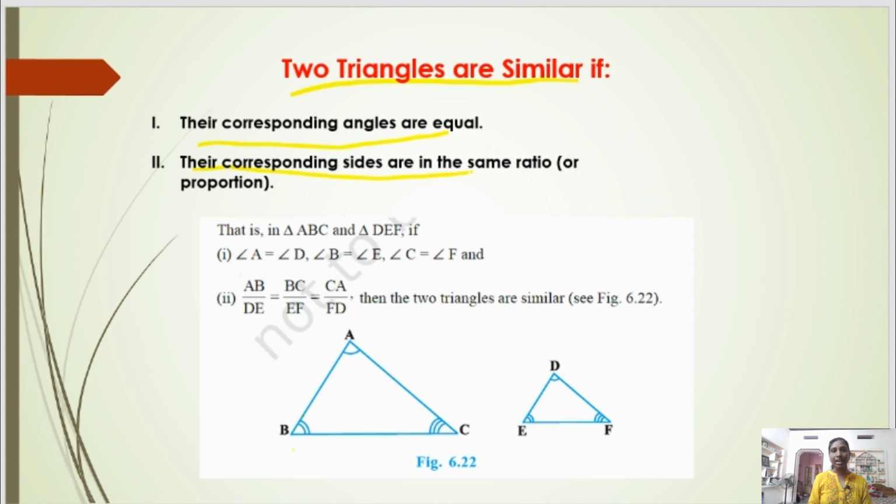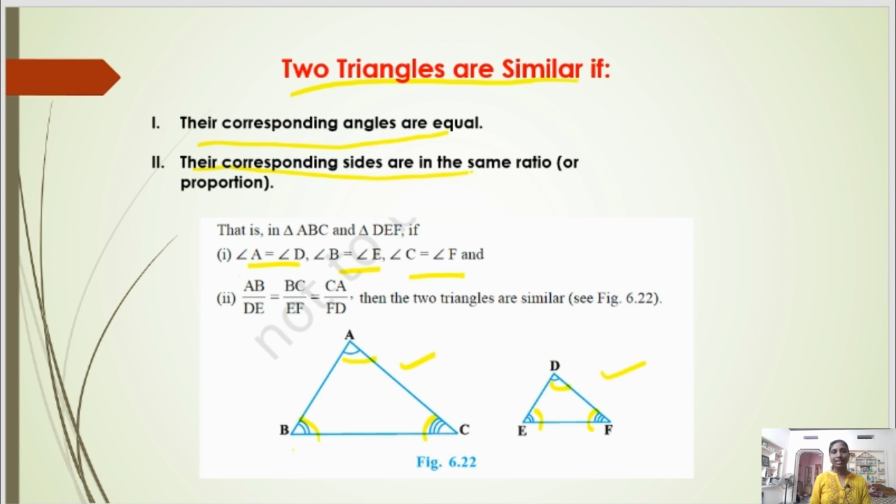See, here we have two triangles, triangle ABC and triangle DEF. So these two triangles are similar if they satisfy these two conditions. What are they? Corresponding angles are equal. It means angle A is equal to angle D, angle B is equal to angle E, and angle C is equal to angle F. This is the first condition.